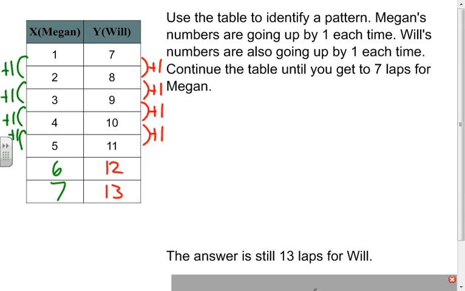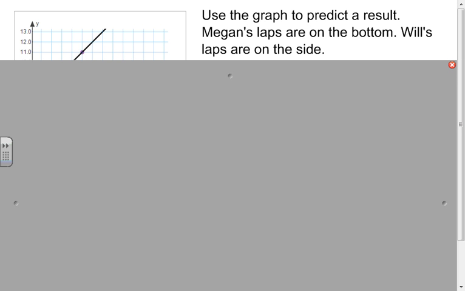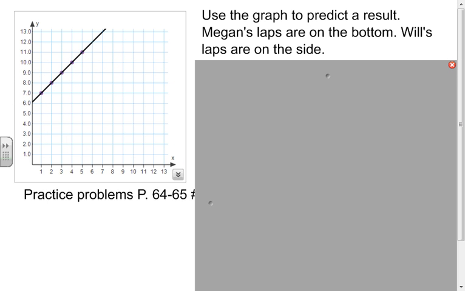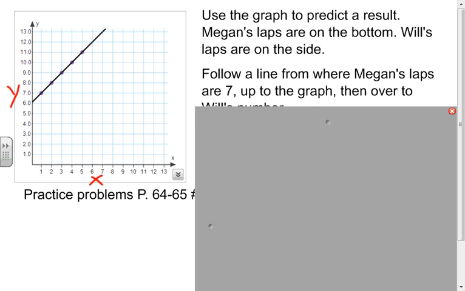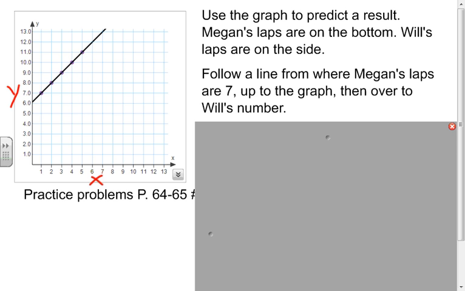You can also use the graph to predict a result. Okay? If we use this graph, Megan's laps are on the bottom. Those are the X's. Will's laps are on the side. Those are the Y's. Remember, we're trying to figure out how many laps Will has done if Megan has done 7. So, Megan's are on the bottom, so we go to where Megan has 7. We go up to our line, and then go over to figure out the answer, which is 13 for Will.